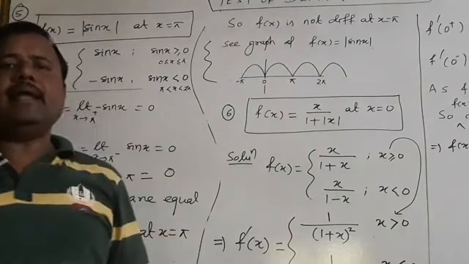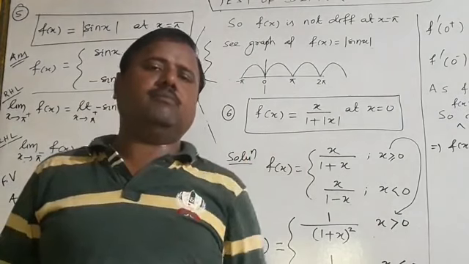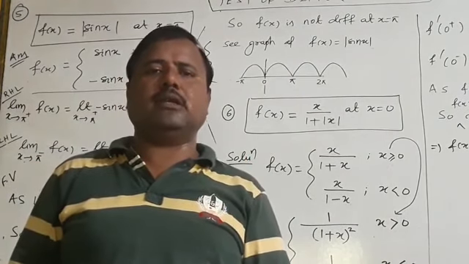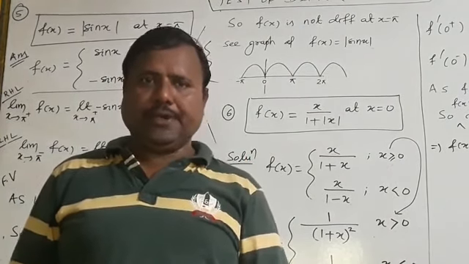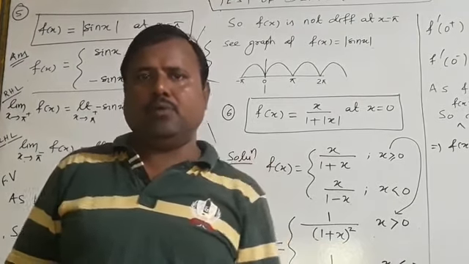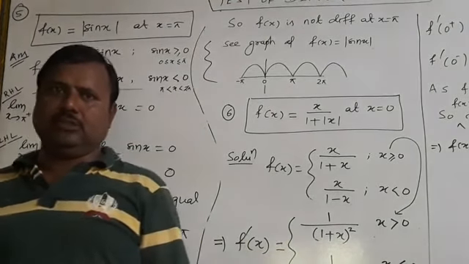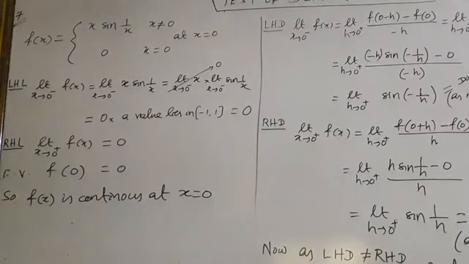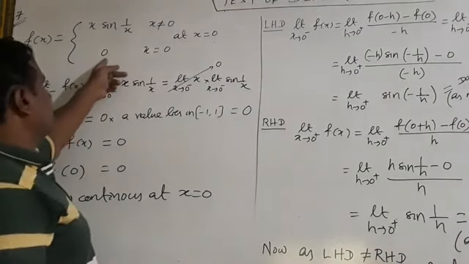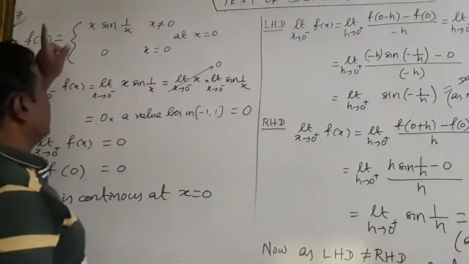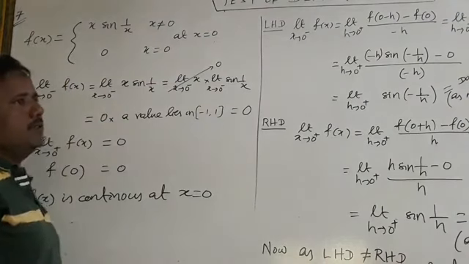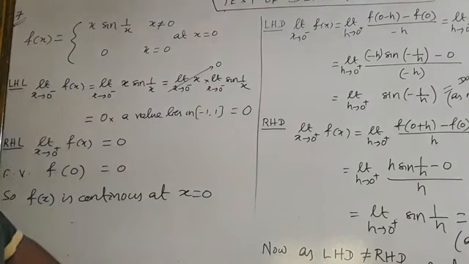Okay, and further I will not solve the continuity. I will solve only the differentiability conditions. In question number 7, f(x) is equal to x sin 1 by x for x not equal to 0, and when x is equal to 0, it is 0. And we have to test the continuity and differentiability at x is equal to 0. Here I am doing the continuity again.